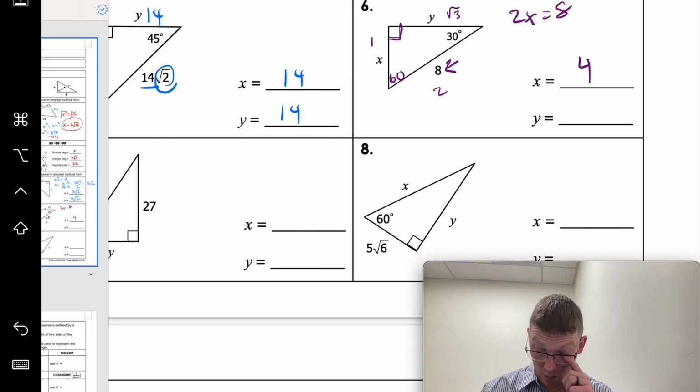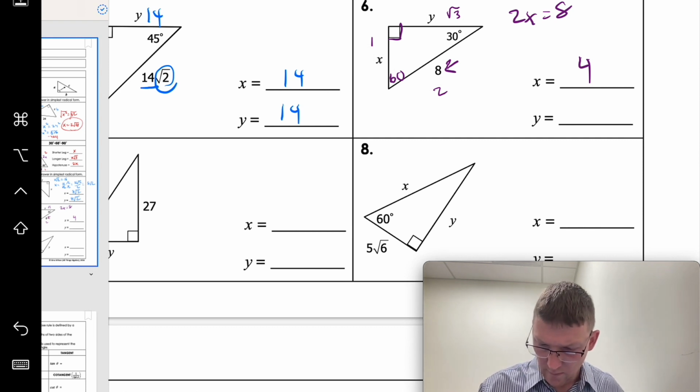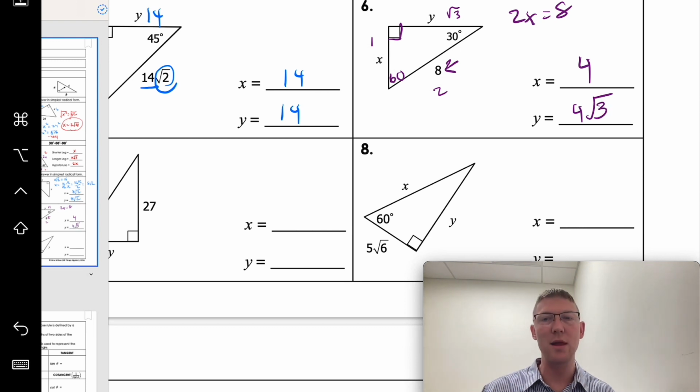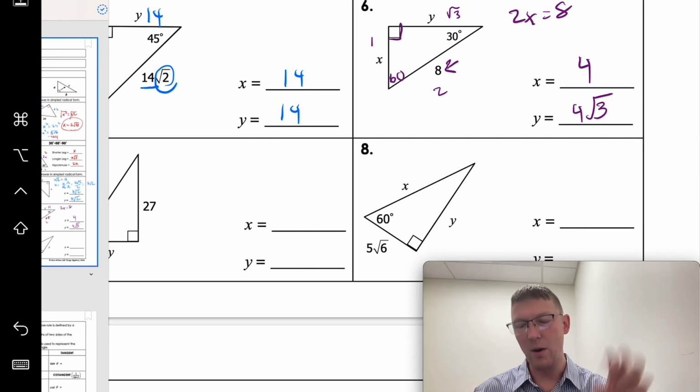And then our y is going to be 4 square root of 3, because our x is 4. So again, that's all part of that relationship. And once you have that relationship ingrained, these problems become a lot easier.